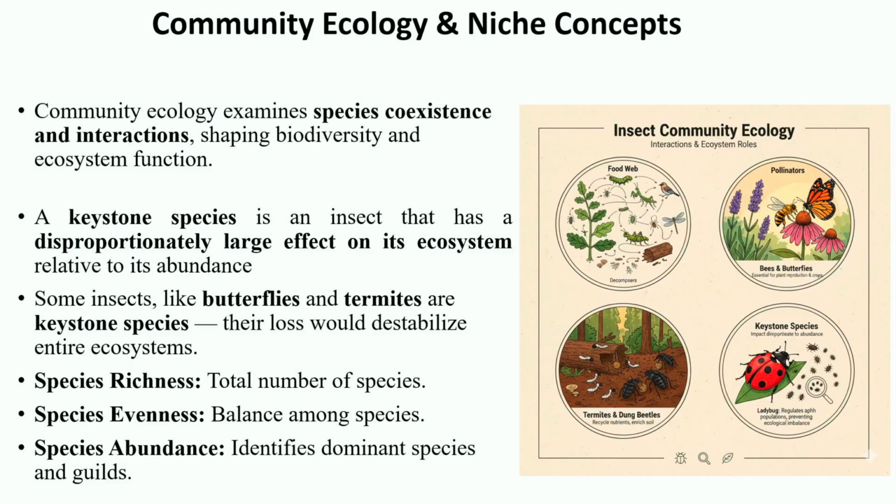Species richness is the total number of species in one particular environment. Species evenness is the balance among species, whereas species abundance identifies dominant species and guilds in an ecosystem.